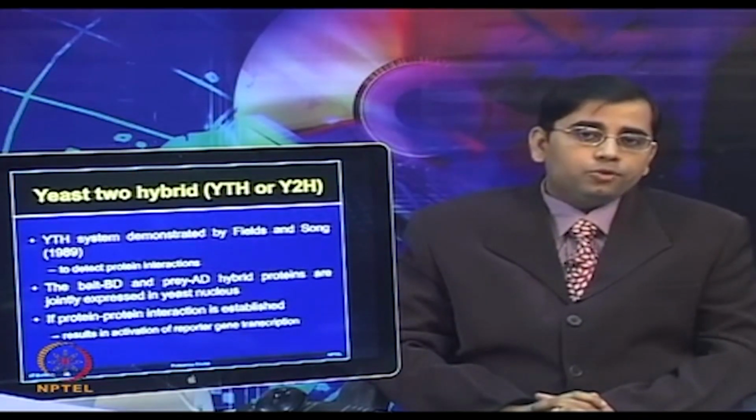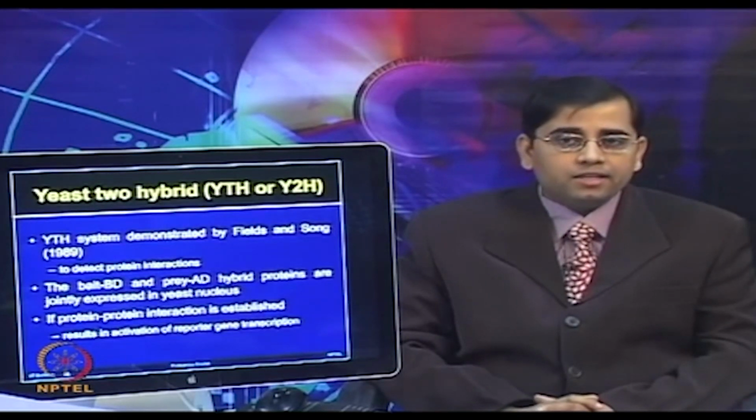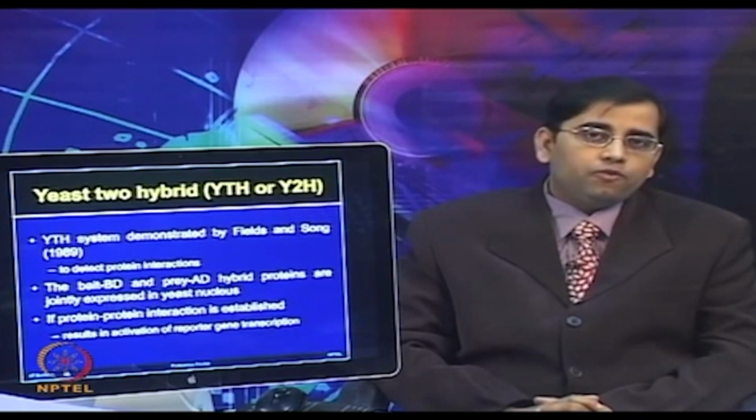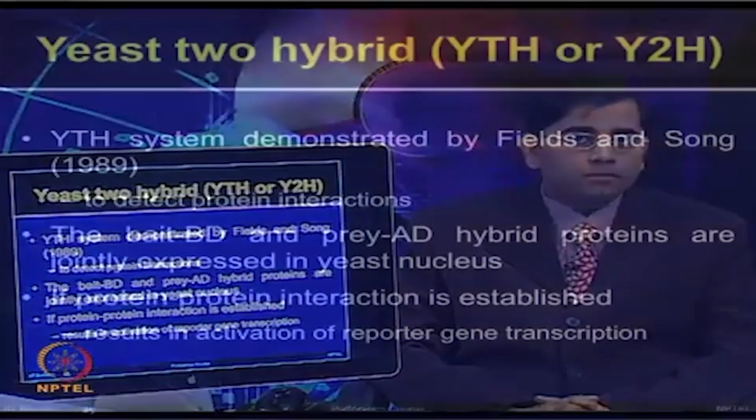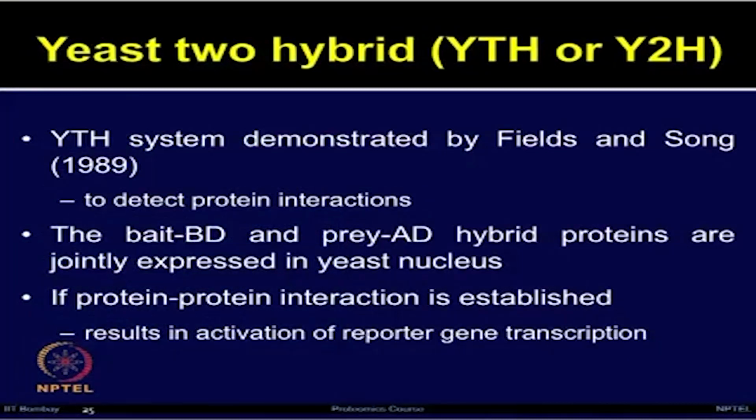The yeast two-hybrid system was first demonstrated by scientists Fields and Song in 1989 for studying protein interactions. Since then, this approach has been widely used in different organisms for various types of biological questions. In general, the yeast two-hybrid approach uses the bait binding domain and prey activation domain. These hybrid proteins are jointly expressed in the yeast nucleus. If the protein interaction is established between the bait and the prey, which are coupled with the binding domain and the activation domain, then the transcription will occur.